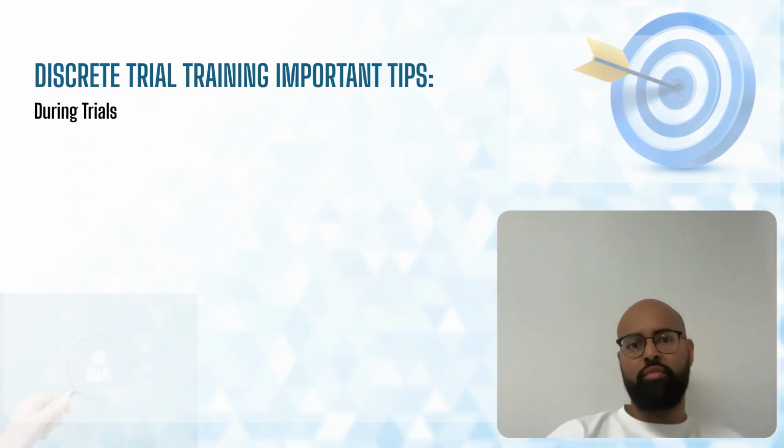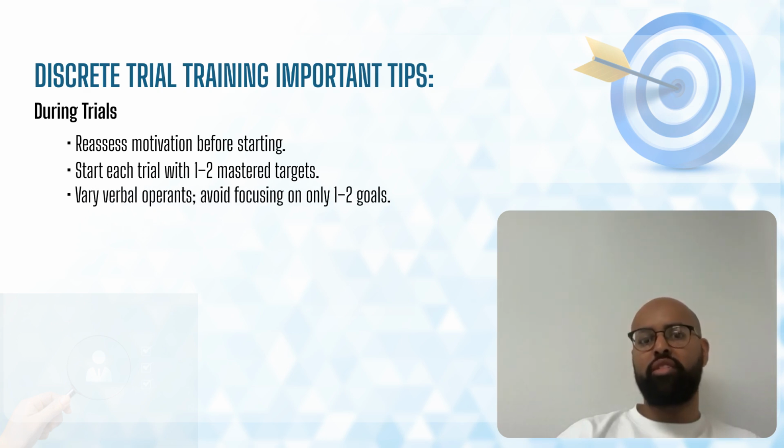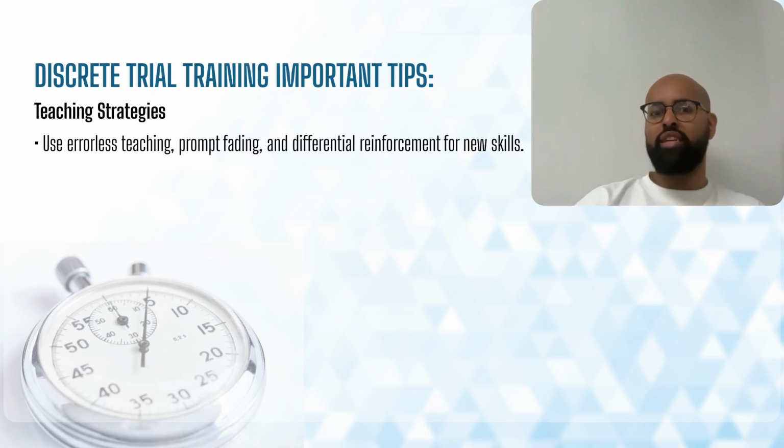During trials, reassess motivation before starting. Start each trial with 1 to 2 mastered targets. Vary verbal operants. Avoid focusing on only 1 to 2 goals. When the learner is being taught a new skill or target, use errorless teaching, prompt fading, and differential reinforcement. Use error correction when learners make errors.